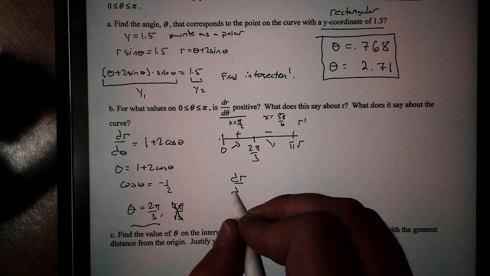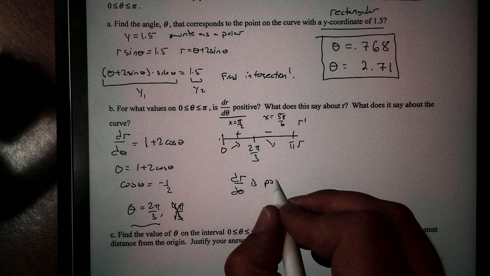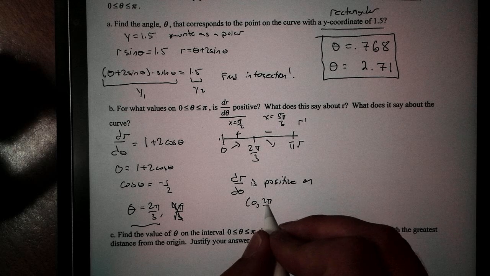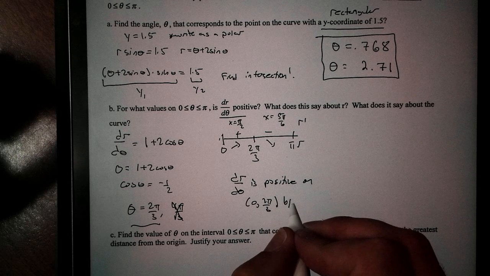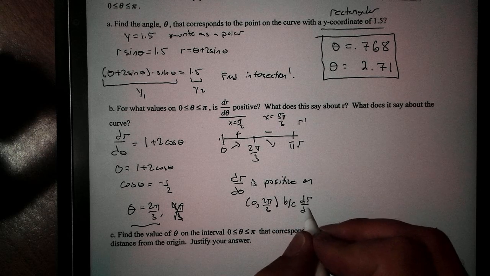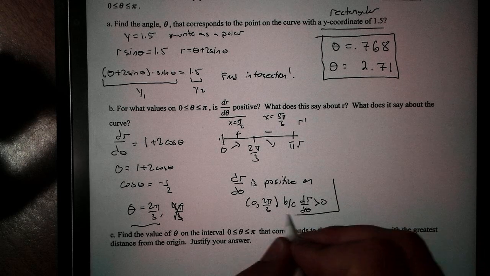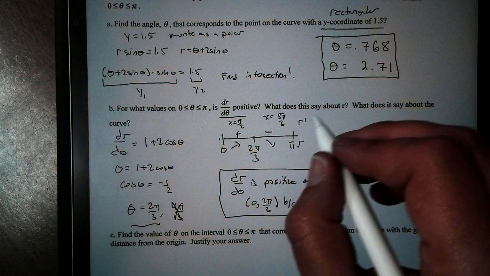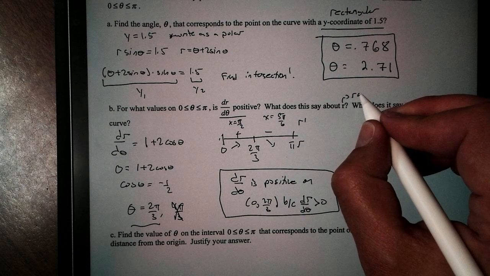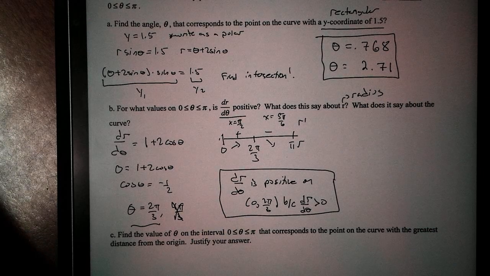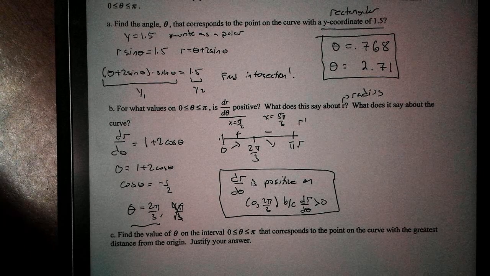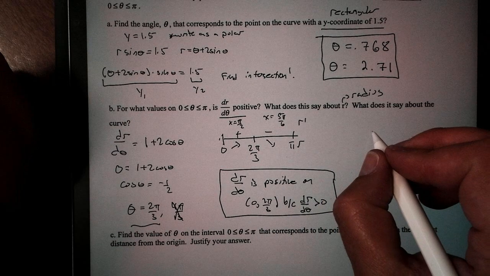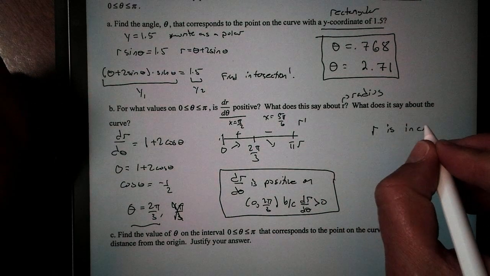So we can say dr d theta is positive on the domain 0 to 2 pi over 3. And that is because, we haven't seen this in a while, dr d theta is greater than 0. We have not seen our sine chart there in a long, long time. So the next question is, what does it say about r? Well, remember, r is the radius. Because our dr d theta is positive, we know that r is increasing.